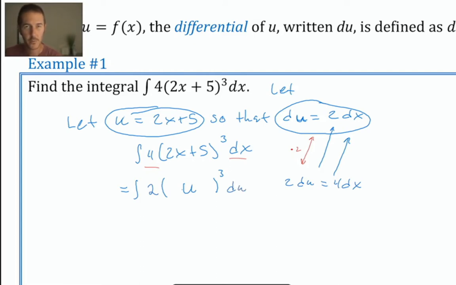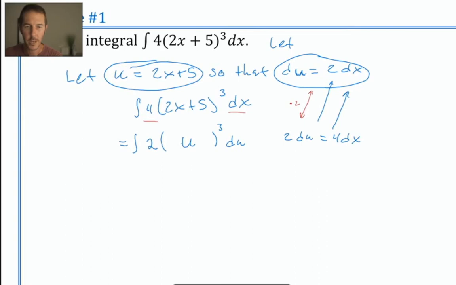Interestingly, the more complicated these problems become, the more apparent the substitution will be that you're doing. However, hopefully you're with me so far. So the 4 dx got swapped out with a 2 du. There's the 2, there's the du. Okay, now let's integrate. We can factor the 2 out of the integration process.